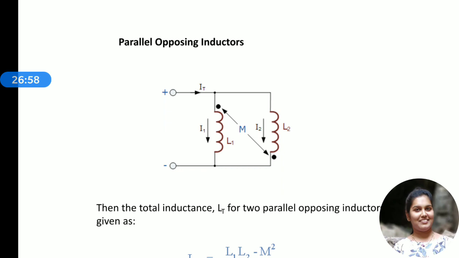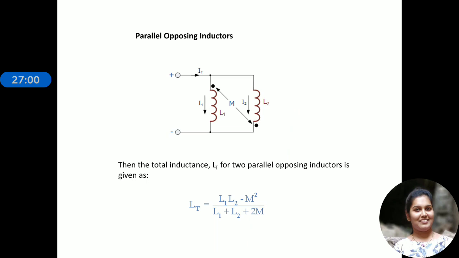So the total inductance LT for two parallel opposing inductors can be given as LT is equal to L1 into L2 minus M square divided by L1 plus L2 plus 2M. Just there is a difference here in the sign. For the previous one we have minus 2M, whereas here we have plus 2M. That is the only difference for parallel opposing inductors.